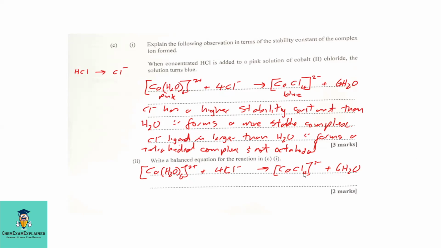So it would be tetrachlorocobaltate(II) ion. And this represents the equation for the process taking place. We call this ligand exchange.